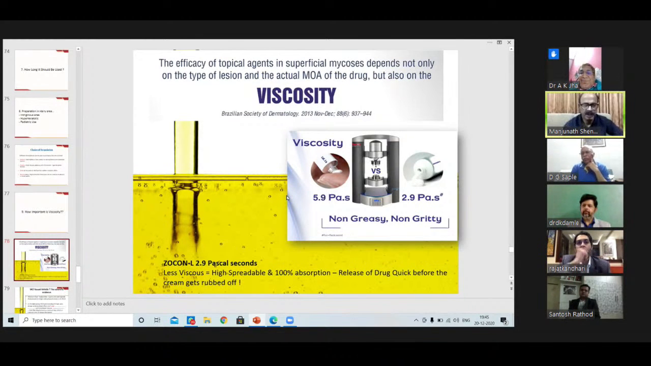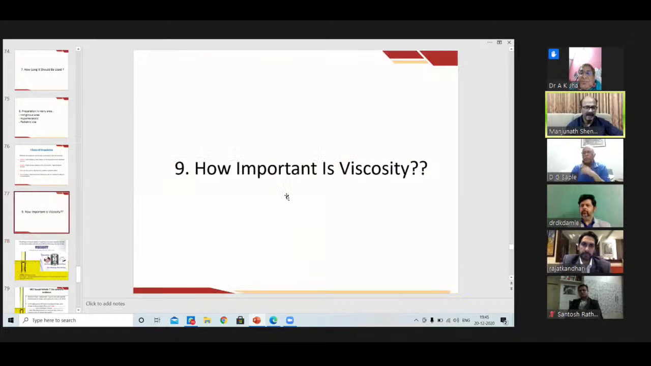For the nail, very important is sustainability. The product has to sustain on the nail. Definitely, creams have a disadvantage. We have to use a nail lacquer, and amorolfine is mentioned in studies as well as by the manufacturer as a once-a-week nail lacquer, especially for cases with limited nail disease, maybe one or two nails, where nail involvement is less than 50%, wherein we can use topical alone. Otherwise, systemic therapy has to be used.